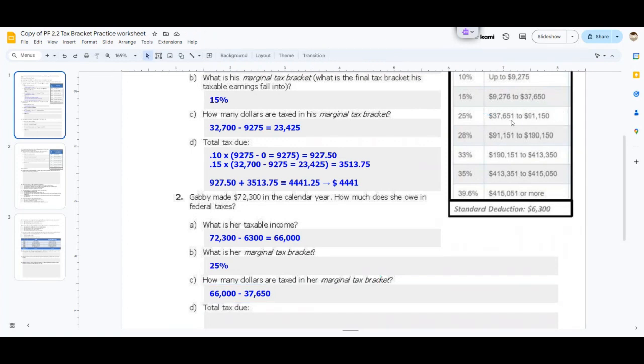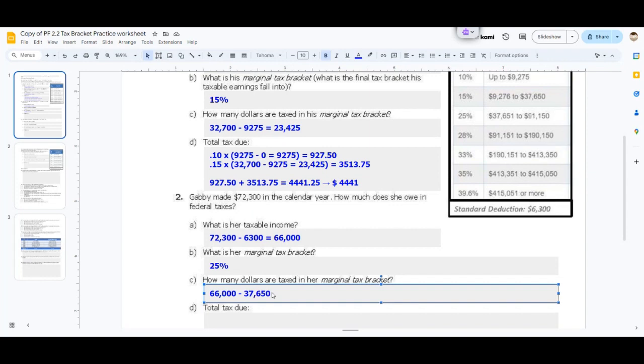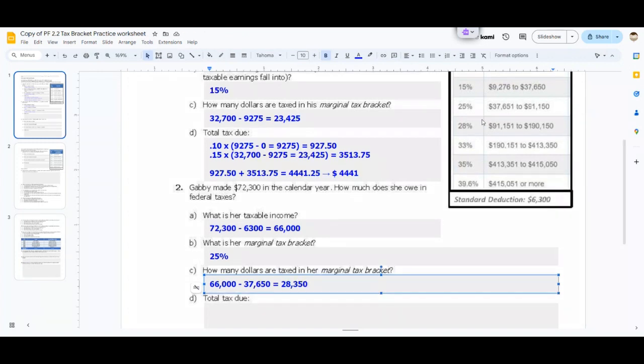All right. So notice that we're not subtracting by the top dollar or the lowest dollar of this range. We're not subtracting by 651. We're only subtracting the dollars that had previously been taxed. So the maximum dollar of the previous tax bracket. All right. So 66,000 minus 37,650 is 28,350. All right. So only 28,350 will be taxed within that 25% range.